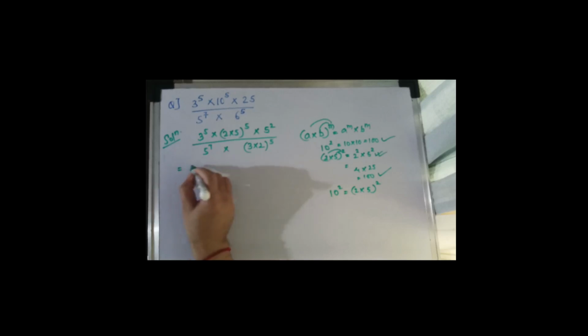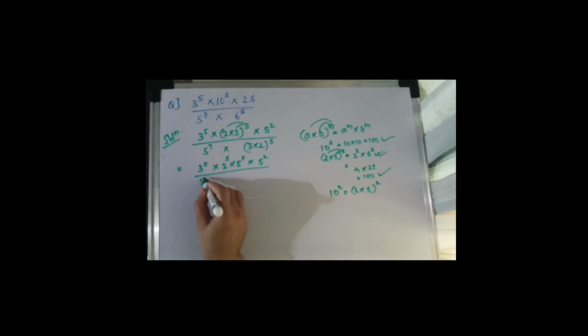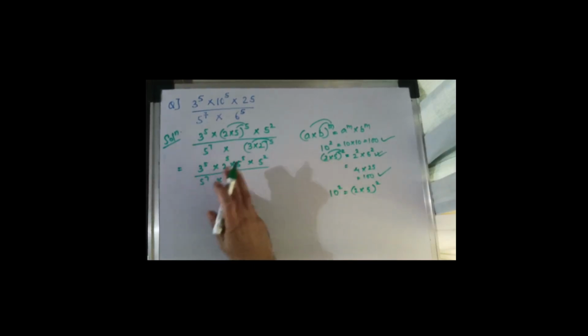So let's now solve this. 3 raised to 5 into 2 raised to, this power will get distributed here as well as here. So 2 to the power of 5 into 5 to the power of 5 into 5 to the power of 2, divided by 5 raised to 7 into, here again the same thing will happen, 5 to the power of 3 and 5 to the power of 2. So 3 raised to 5 into 2 raised to 5.